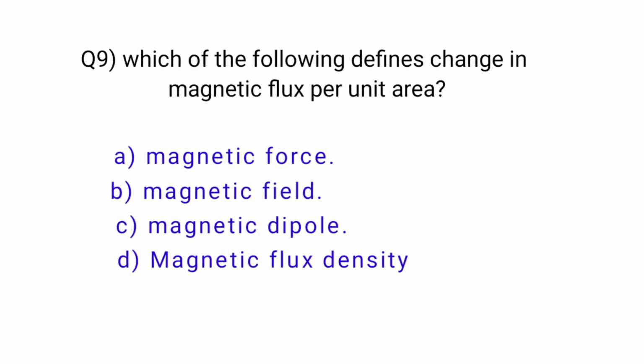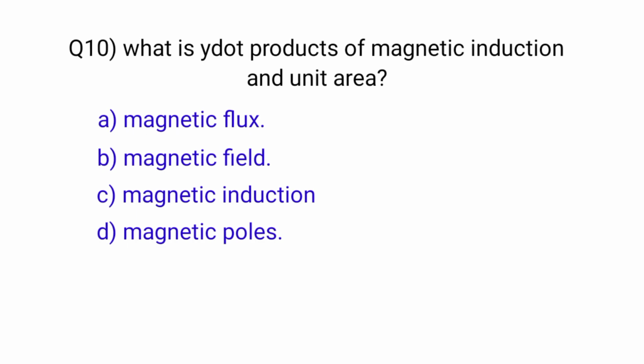Question number 9. Which of the following define change in magnetic flux per unit area? Option D is the correct answer, magnetic flux density. Question number 10. What is the dot product of magnetic induction and unit area? The correct answer is option A, magnetic flux.